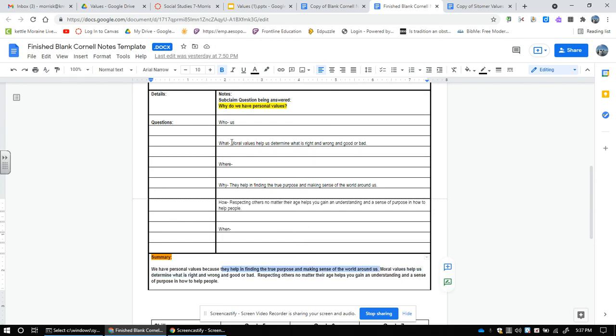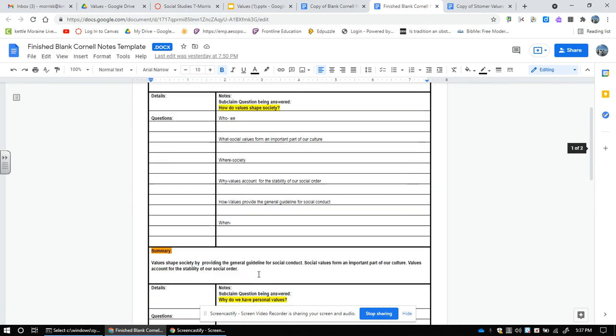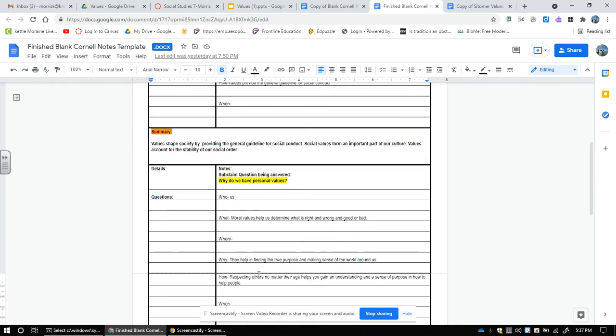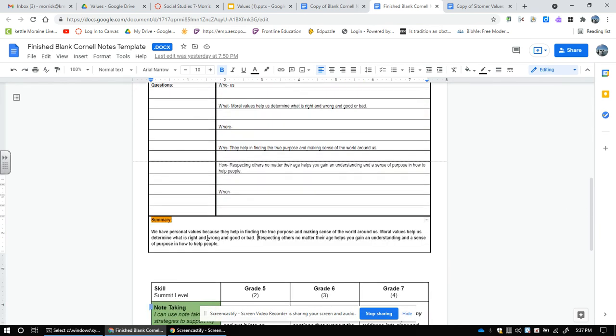Then I'm going to go up here and grab my what notes, because I roll back up to the top and grab these, and I drop those in right here. And then I go down here and grab my how notes and drop them in right here. Now my summaries are done. My how question and my why question are done. Summary 1, summary 2. I'm now done with my notes.